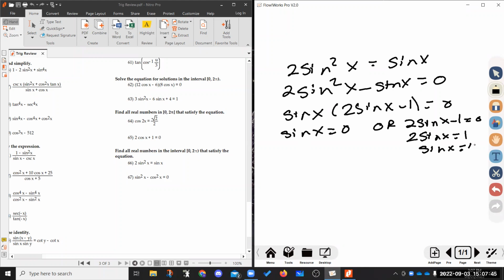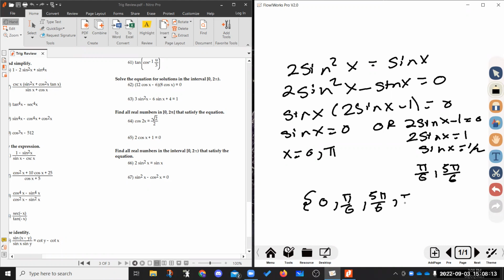2 sine x equals 1. Sine x equals 1/2. We are still stuck on the first revolution. So y is 0 when x is equal to 0 or pi. Sine is 1/2 at pi/6 and 5 pi/6. We're in quadrant 1 or 2 because sine is positive. So let's put these in order: 0, pi/6, 5 pi/6, pi. Those are my 4 answers.